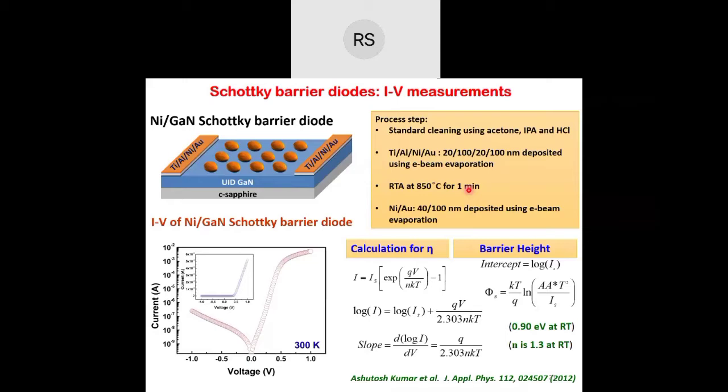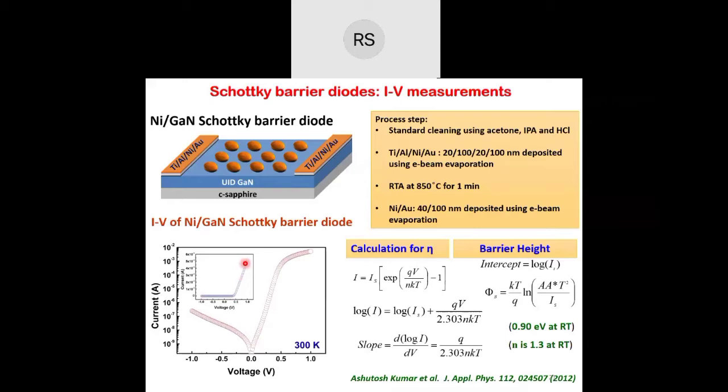If you go here and there beyond these process steps, you will not get a very good ohmic contact. After that, these circular dots of nickel Schottky diodes were deposited, and now you can see the IV characteristics. You see, this is actually rectification. Very nice rectifying behavior is shown.